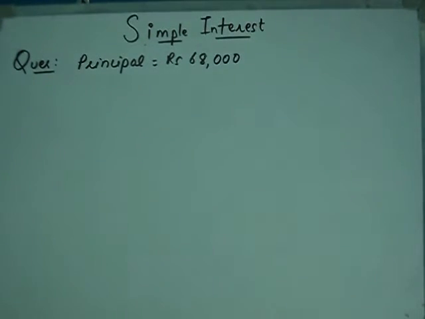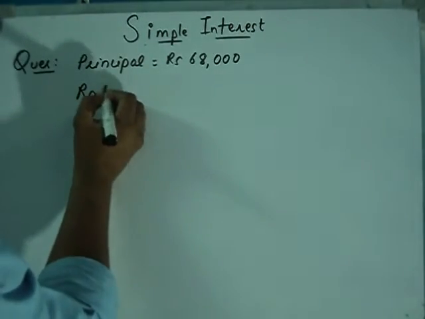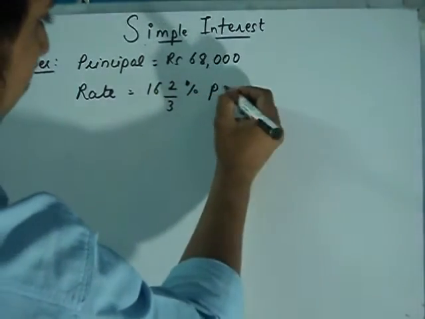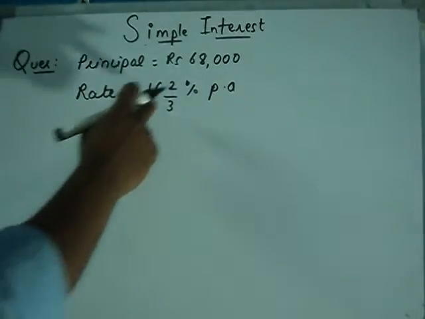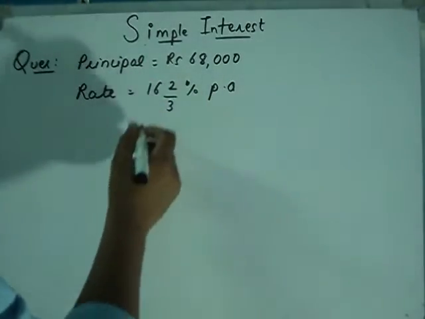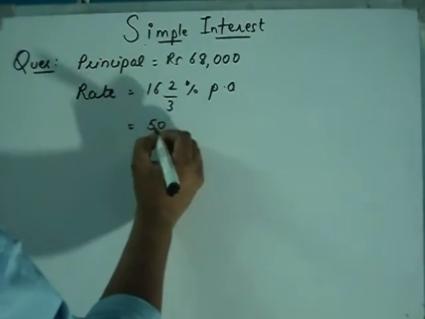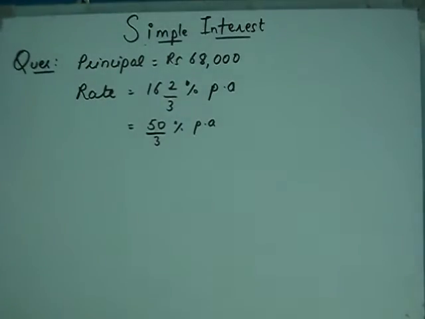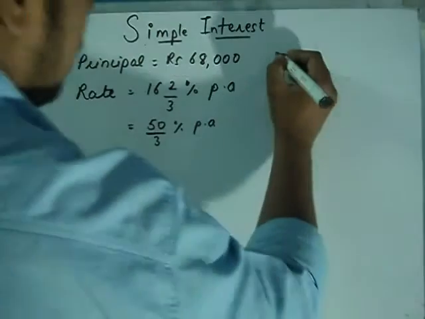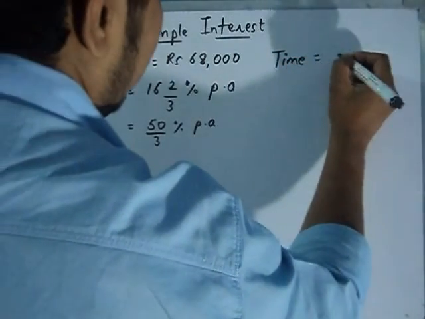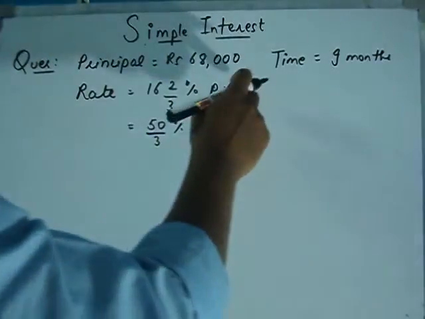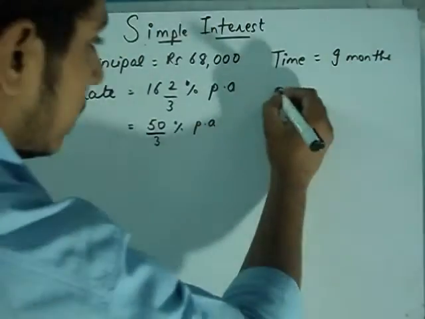Here we have principal and rate of interest is R, 16 2 by 3 percent per annum. We use PA for per annum. It's a mixed fraction, so we can change it into an improper fraction, which is equal to 50 divided by 3 PA per annum. And time is 9 months. As we know, we have to calculate this SI.